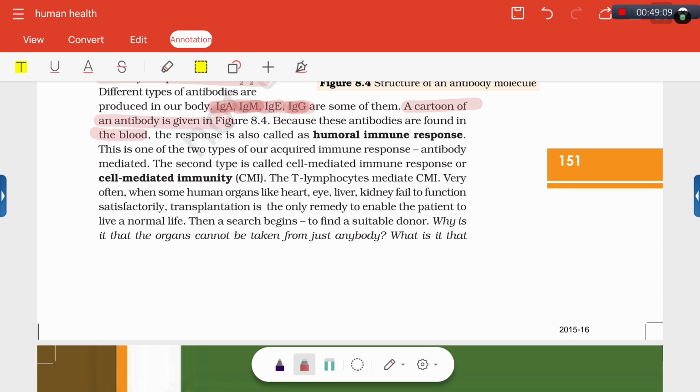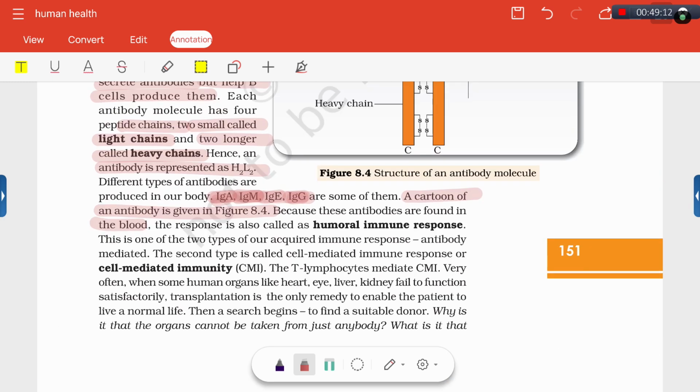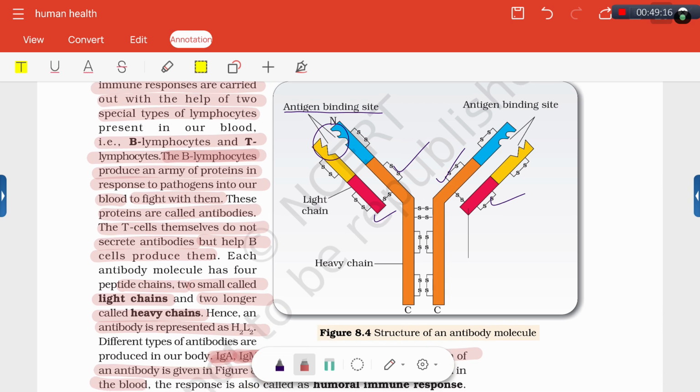A cartoon of an antibody is given in figure 8.4. In the cartoon of an antibody, how many polypeptide chains are there? 4. And those 4 polypeptide chains are held together by disulfide bonds. Count them: 1, 2, 3, up to 16 disulfide bonds. One point to be noted, these are the antigen binding sites.